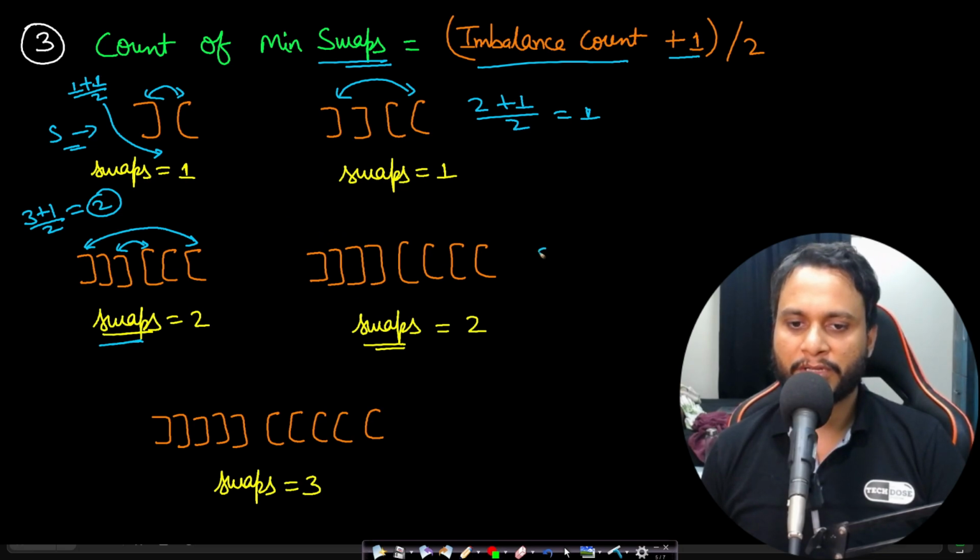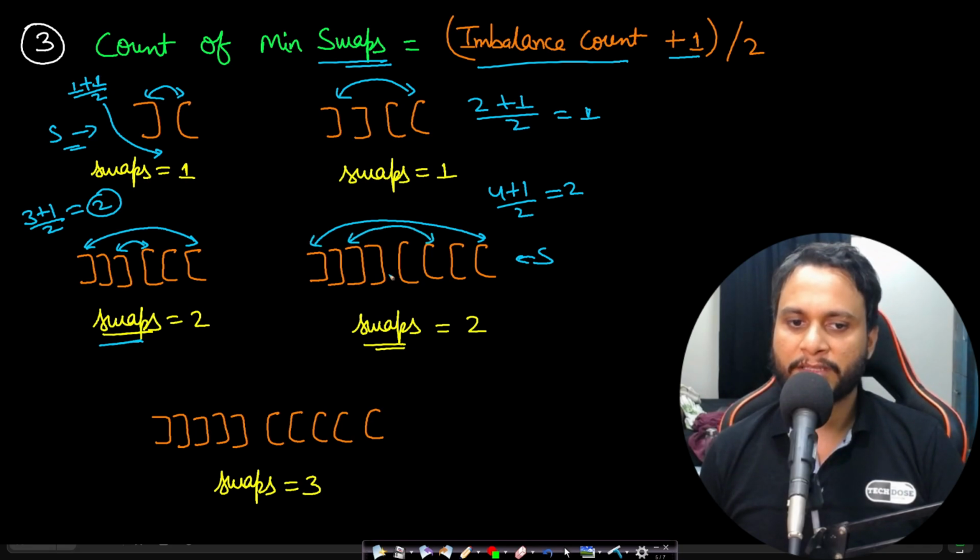Now in this example, you have 4 pair of imbalances. So you will have to do (4 + 1) / 2, that means 2 swaps. The first one with the last one, and the third one with the third last one, and then you will see that it will be balanced. So 2 swaps.